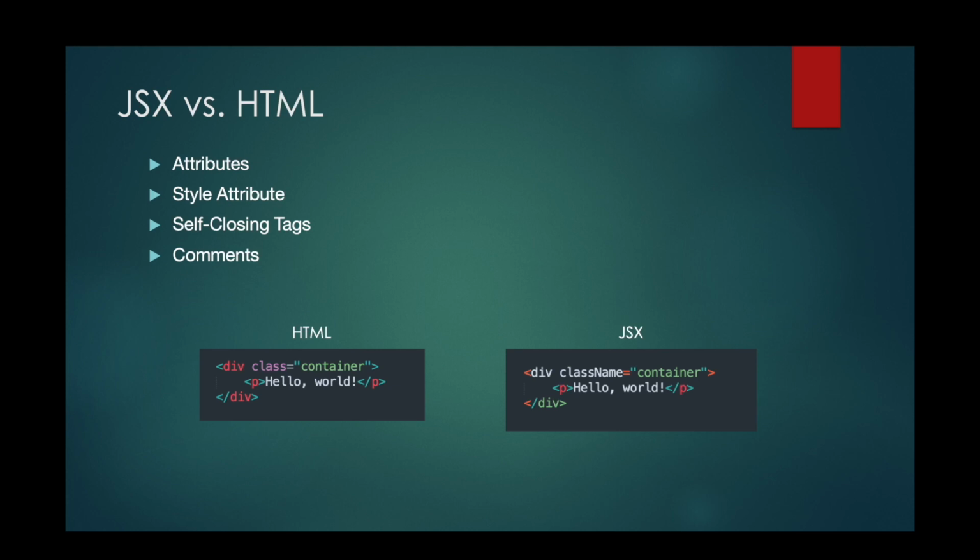So if we look at HTML here, we have a div with class container and we put a paragraph tag with hello world inside it and close the div. In JSX, we don't have class, we have className equal to container and a p with hello world.